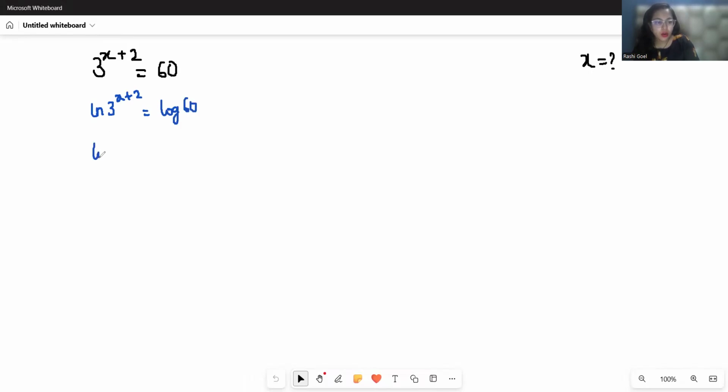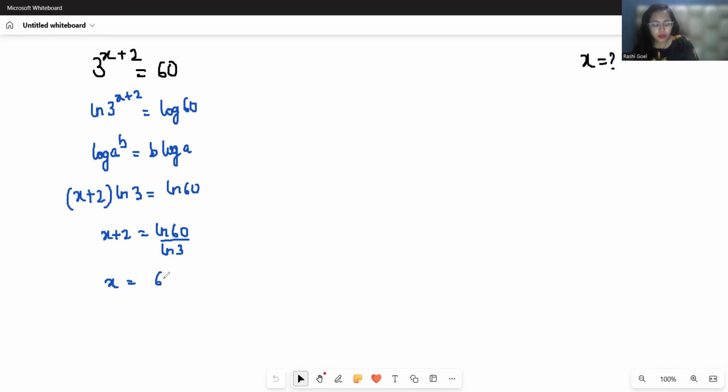And according to the log rule, log a power b, we can write it as b log a. So x plus 2 times log 3 is equal to log 60. So x plus 2 is equal to log 60 divided by log 3, and x is equal to log 60 divided by log 3 minus 2.